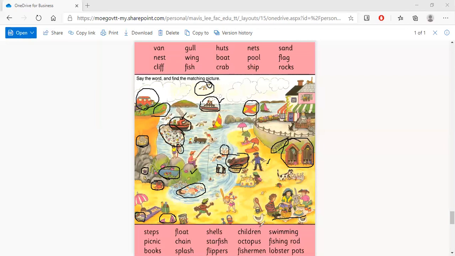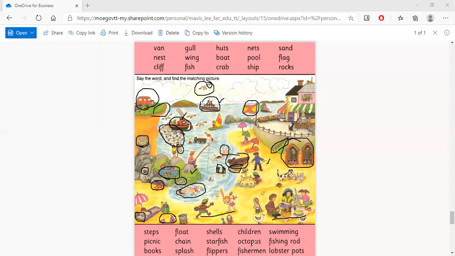Children. Yes, here. Children running all over, playing bat and ball here. Octopus. Ooh, we're looking for an octopus. Do you see an octopus anywhere? Yes, here it is. It's next to the boy who's floating. There's an octopus.